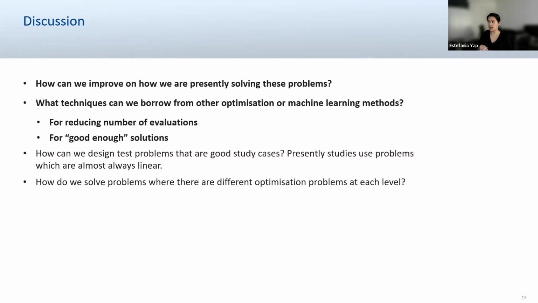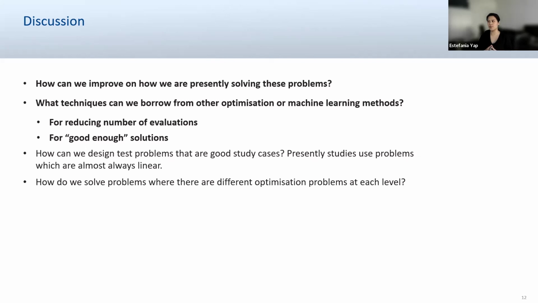But also, and this is probably where I'm really asking for Optima to engage, what techniques can we borrow from other optimization or machine learning methods? Firstly, for reducing the number of evaluations, but also for good enough solutions. So in this case, we're not really talking about finding these absolute global minimums or comparing these algorithms in that way. It's more so about finding something that can move that dial forward a little bit for solving these problems.